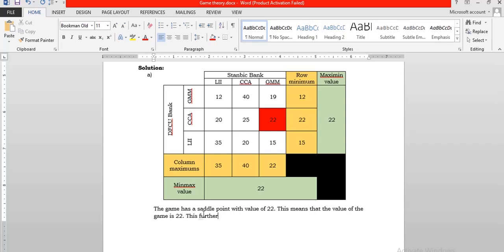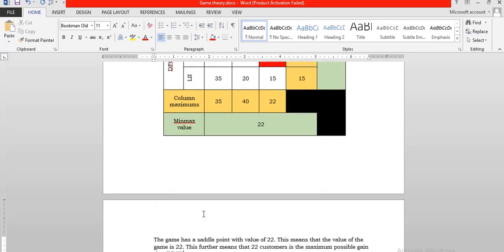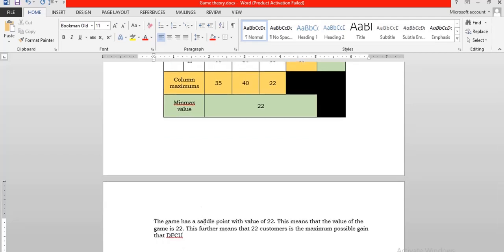This further means that 22 customers is the maximum possible gain that DFCU Bank can have, regardless of the strategy that Stanbic Bank may use. That's how you interpret it. It's the maximum possible gain that DFCU Bank can have regardless of the strategy that Stanbic Bank may use.